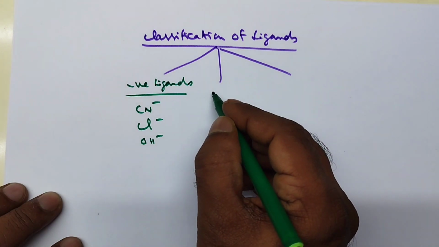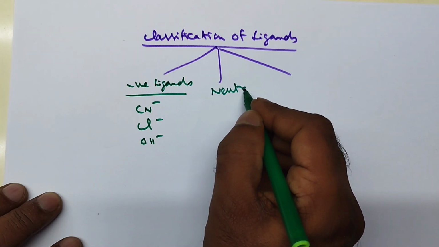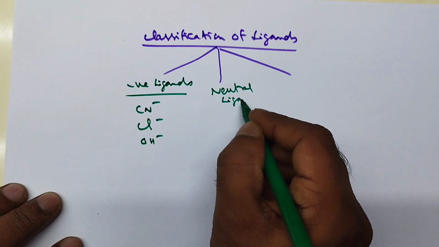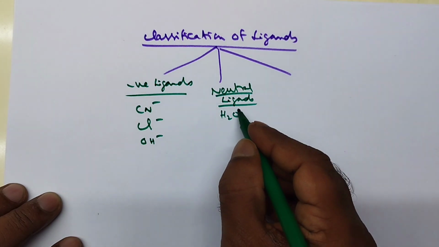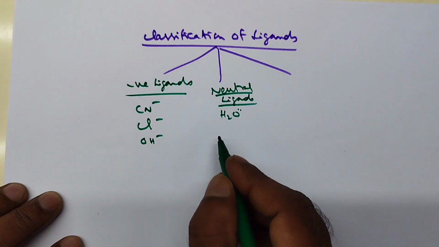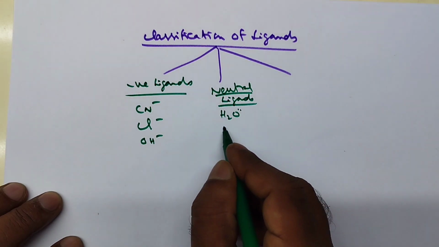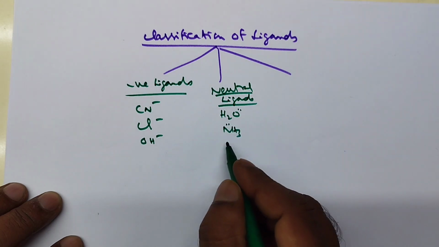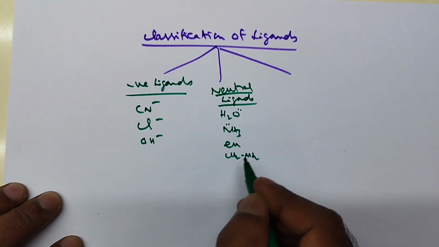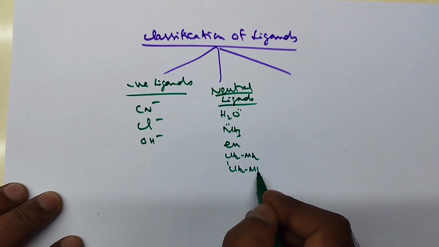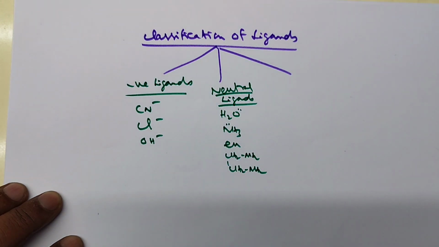The another one is neutral ligands. Say for example, H2O. It has a lone pair of electrons. Say NH3. En, ethylene diamine, CH2 NH2 CH2 NH2. These are some of the examples of neutral ligands. That means there is no charge, and in spite of that these are all called ligands.